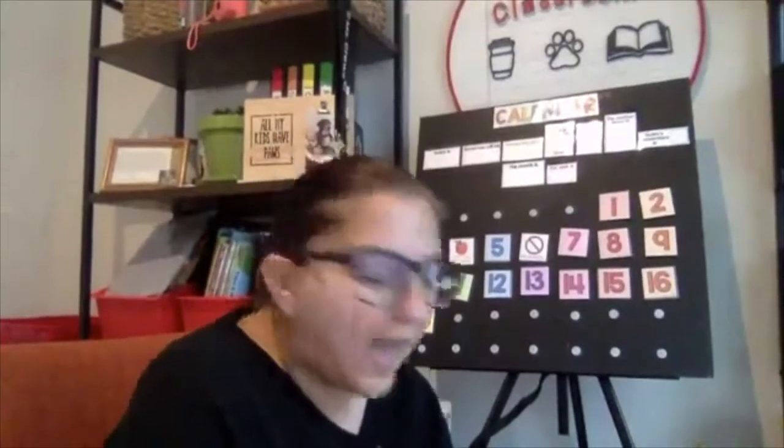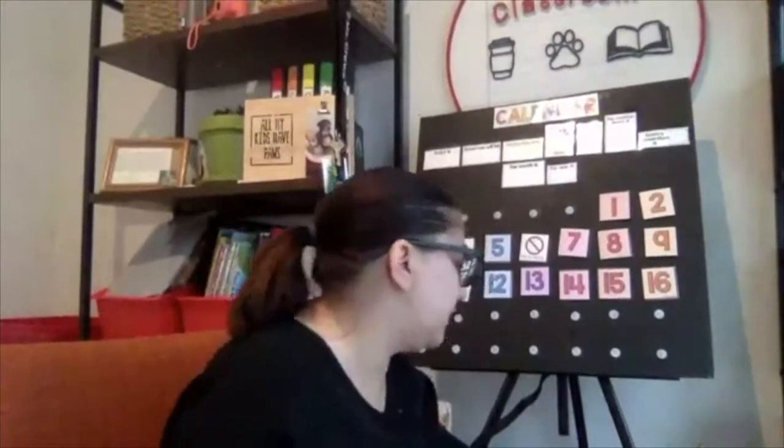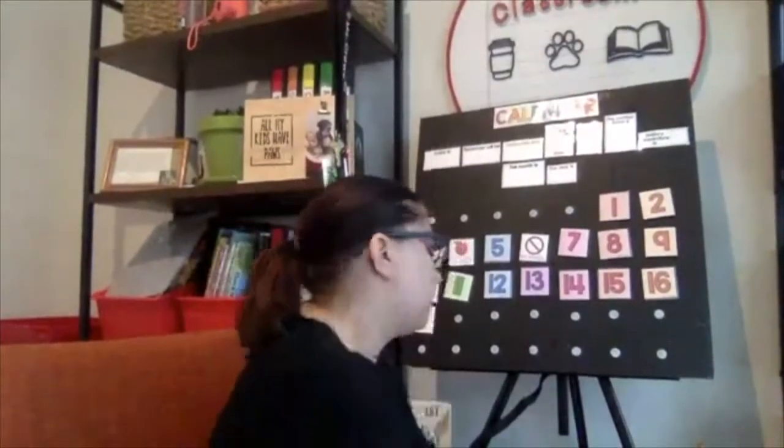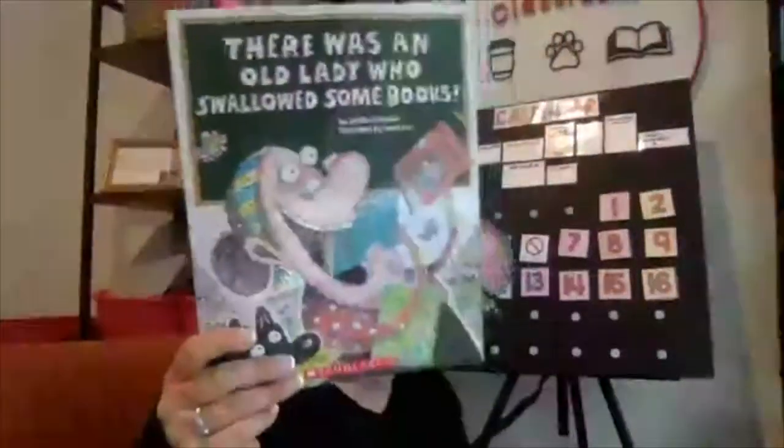And we also listen to Phonics Song 2 new version from Kids TV. And my students love, love, love that song. So we do that. Then we do an interactive read aloud. And last week we read Pete the Cat, I Love My White Shoes, so we could work on colors. And this week we're working on sequencing by reading There Was an Old Lady Who Swallowed Some Books.